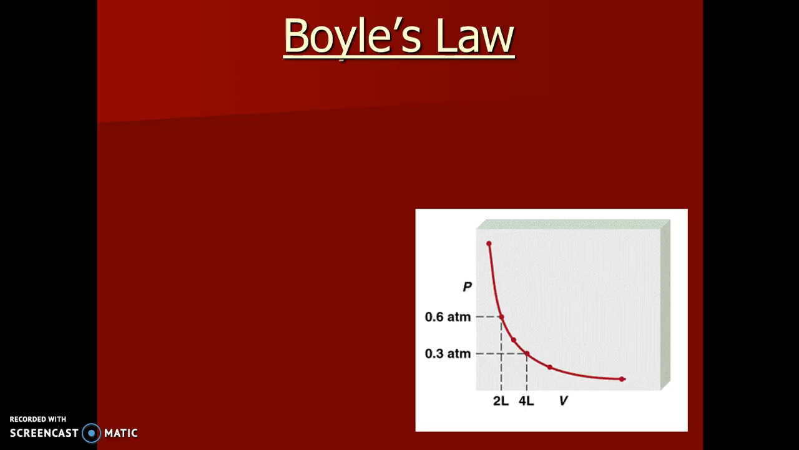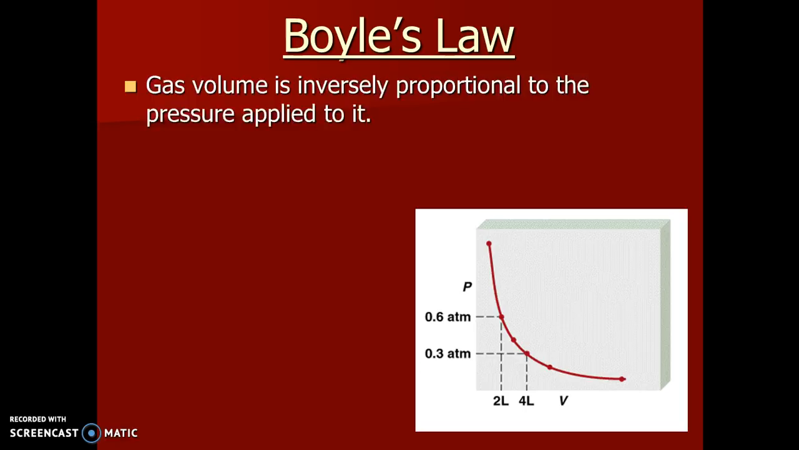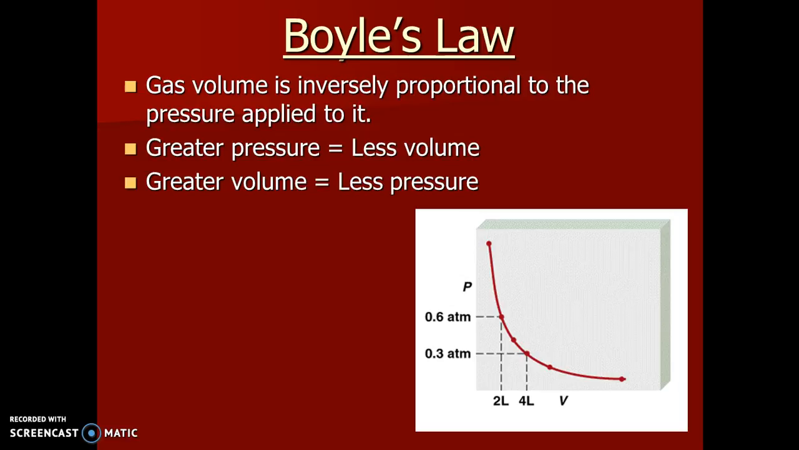So all of the first three gas laws, Boyle's, Charles', and Gay-Lussac's law, talk about the relationship of gas volume and pressure and temperature. Specifically, Boyle's law deals with just pressure and volume, assuming that we are keeping the temperature at a fixed level. Boyle's law says that gas volume is inversely proportional to the pressure applied to it. So as we increase the pressure, it's going to decrease the volume, or if we decrease the pressure, it increases the volume.